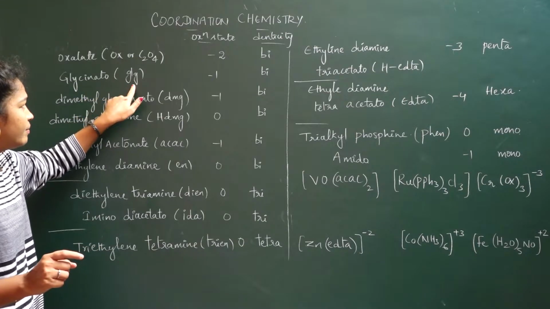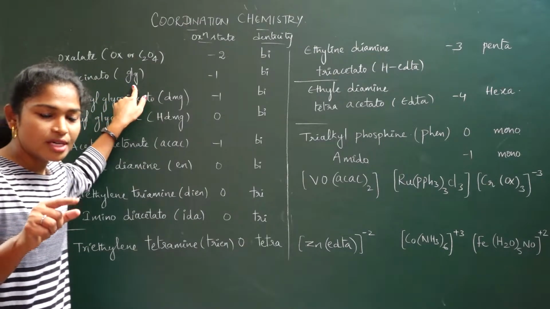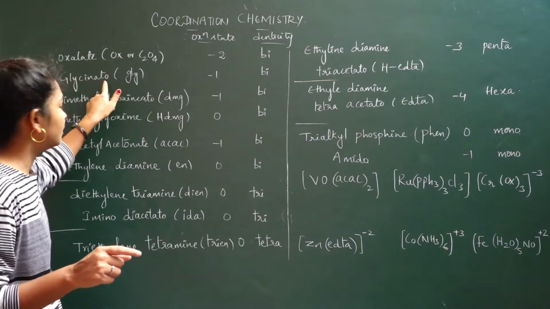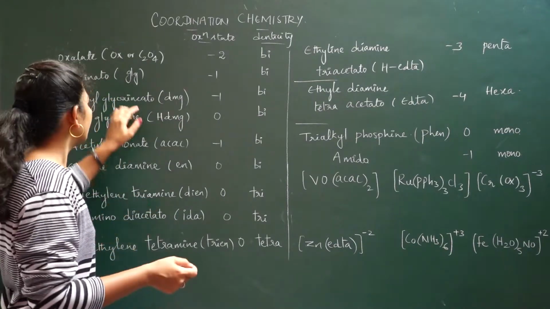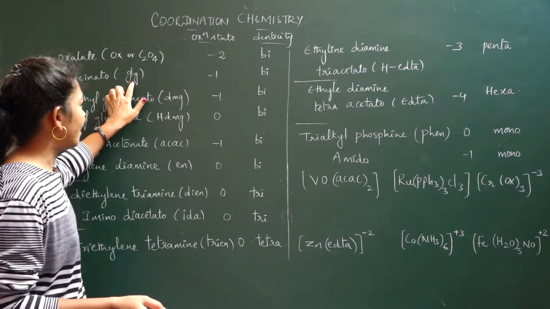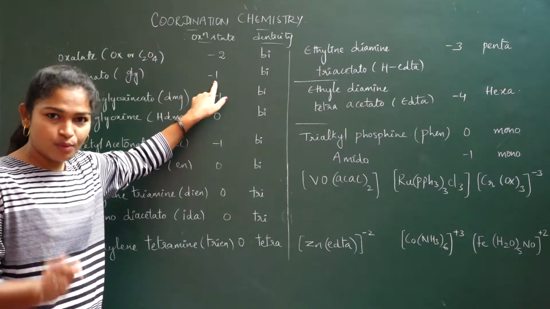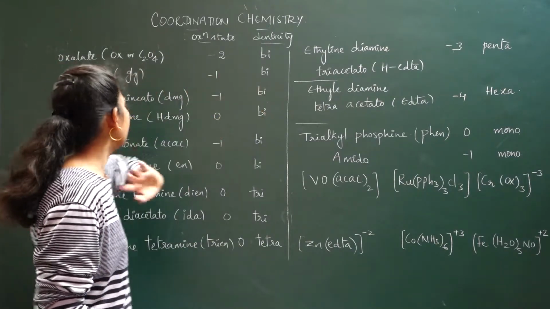Now, glycinato. Glycinato, short form will be GLY. In the complexes, they will give GLY only; they won't give the whole name. So, glycinato is GLY and the charge on that will be -1 and it is bidentate.